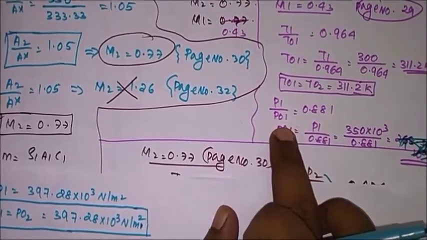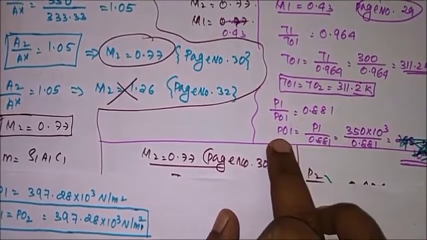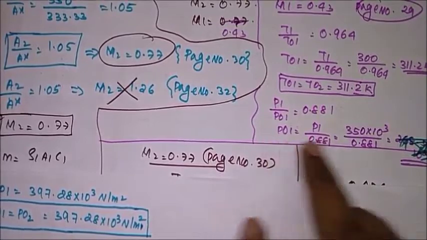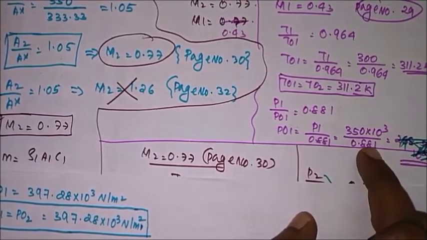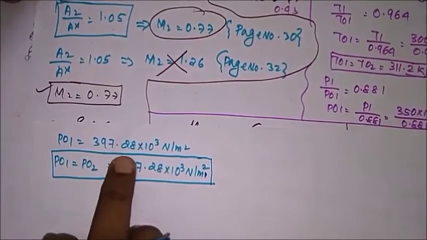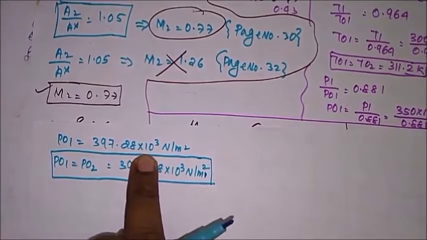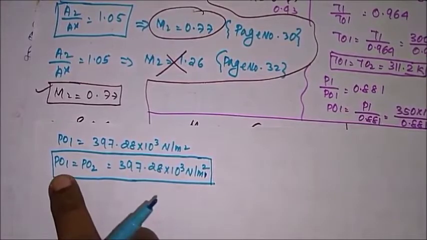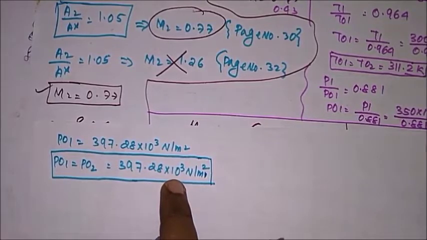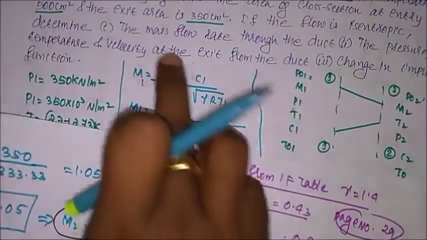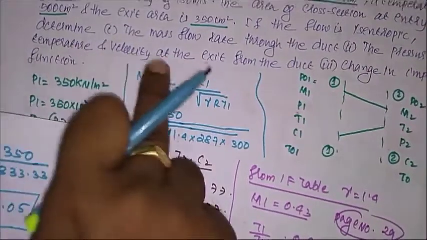P1 divided by P01 is equal to 0.881. Therefore, P01, the stagnation pressure at entry condition, is equal to P1 divided by 0.881, where P1 is the static pressure at entry condition, 350 into 10 raised to 3 divided by 0.881, which is approximately 397.28 into 10 raised to 3 Newton per meter square. In the case of isentropic flow, stagnation properties are the same. Therefore, P01 is equal to P02, that is equal to 397.28 into 10 raised to 3 Newton per meter square. Now we have to find out the pressure, temperature, and velocity at the exit.